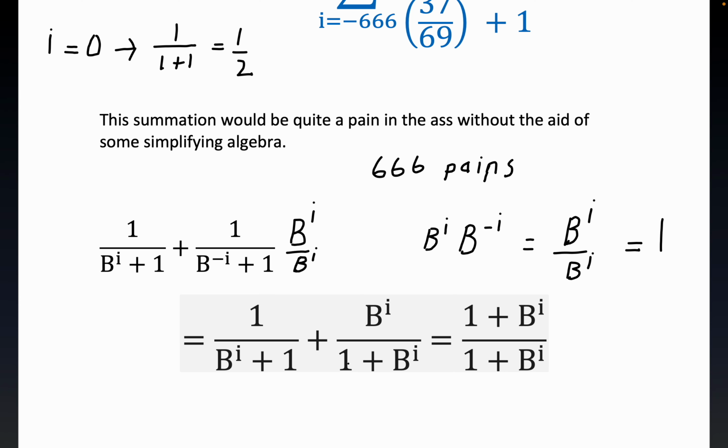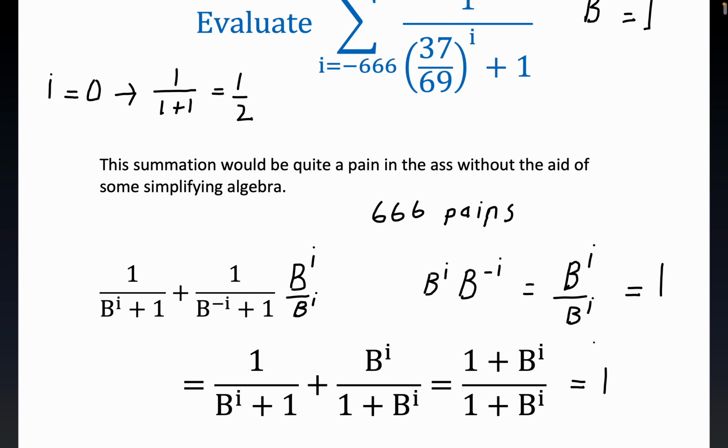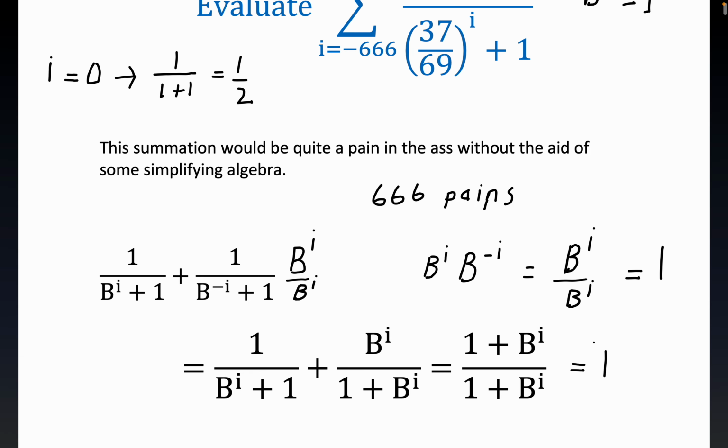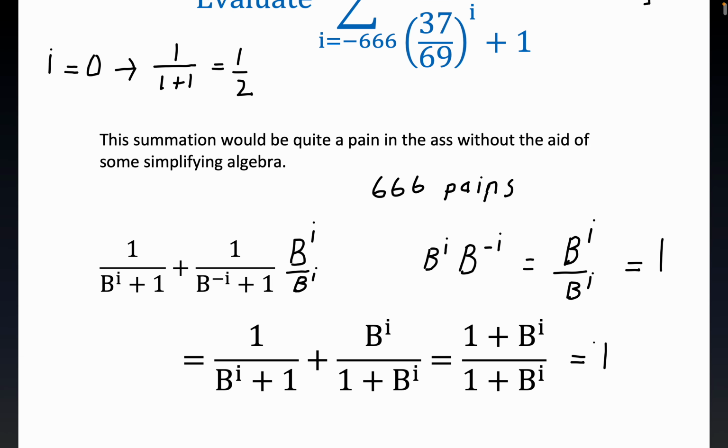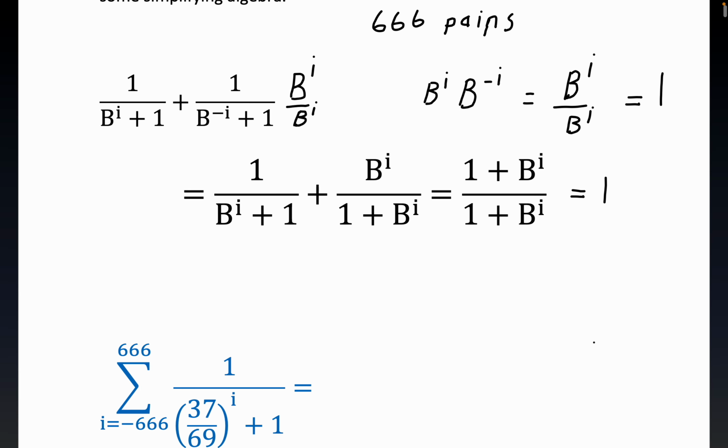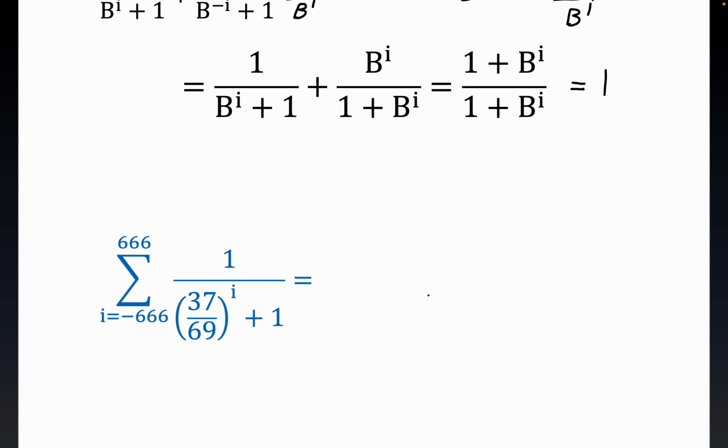Okay. And so what we have here is a built-in common denominator, and something divided by itself is equal to 1. And so all 666 of those pairs are just equal to 1. So again, the value of the constant has no bearing because the algebra itself simplifies to 1 independent of the value of the constant. Okay, so what this is equal to right here would be the 1/2 that we calculated for i equals 0. Remember, this came from the instance when i is equal to 0. That's the one in the middle.